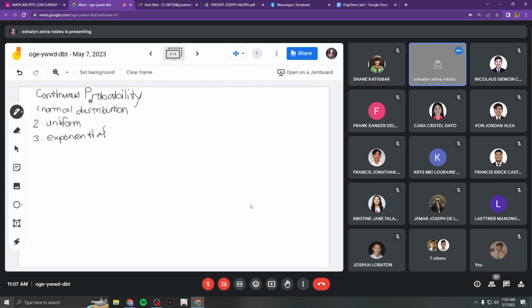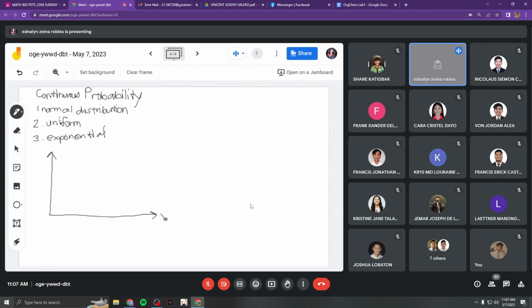So these are the topics that we will be discussing on the continuous probability. With this, let us first discuss a normal distribution. In continuous probability, it will be easier for us to draw a graph in order for us to understand the problem. So in a normal distribution, the graph shows a bell-like curve. So for example, this is the graph for a normal distribution.